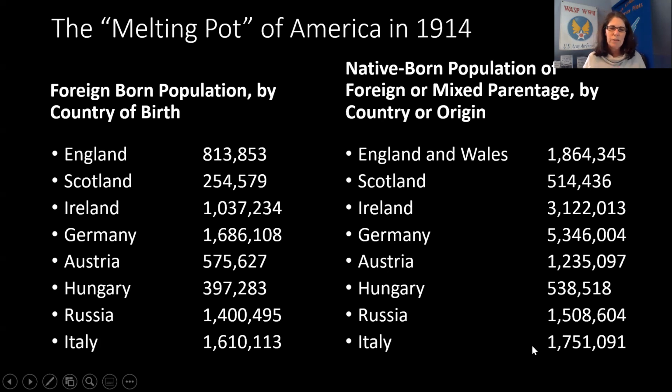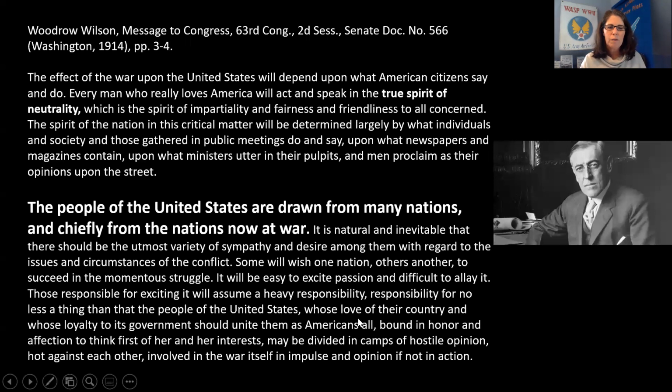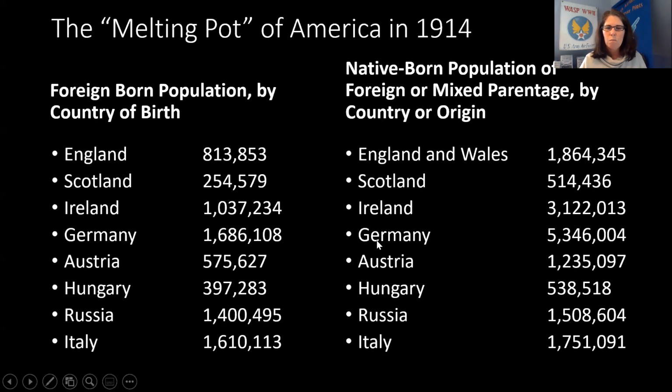So this is something that Woodrow Wilson was worried about, and something that he was talking about when he says the people of the United States are drawn from many nations, and chiefly from nations now at war. It's because we had so many immigrants and so many children of immigrants from these European countries that were now at war. So he really was very aware of this and wanted to find a way to not show favoritism to any of those European powers.